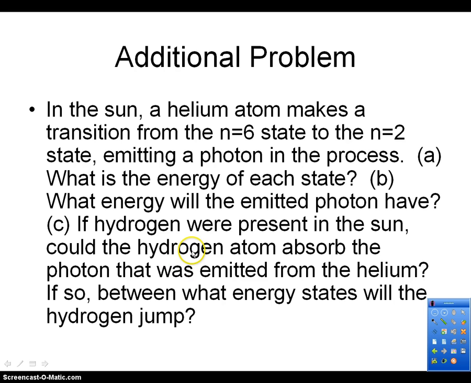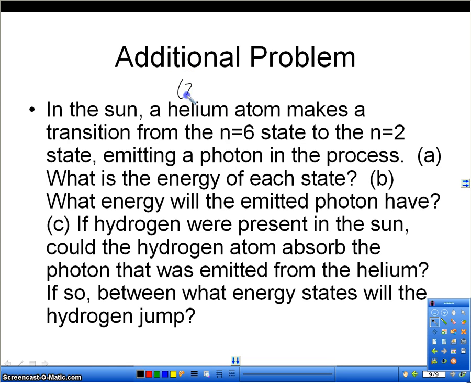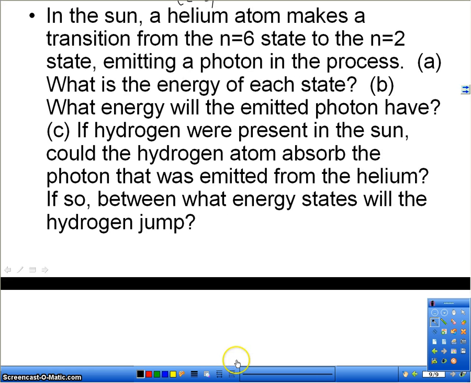This one here we're going to do together. The helium atom makes a transition from the 6 to the 2 state, and it gives off a photon in the process. The first thing they want us to do is calculate the energy of each state. So you have to look up helium. Helium is Z equals 2. So I'm going to draw this out for helium.